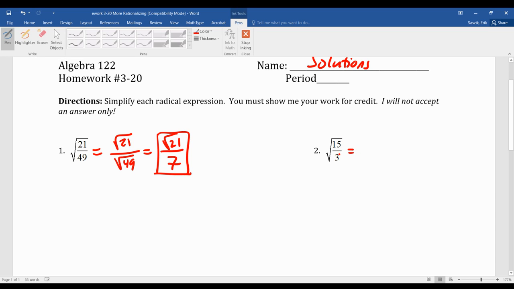Here, divide first. You see, this is all in the square root sign. So 15 over 3 is 5. It's in the square root. You can't simplify that. We're all done. That's it. Easy peasy.